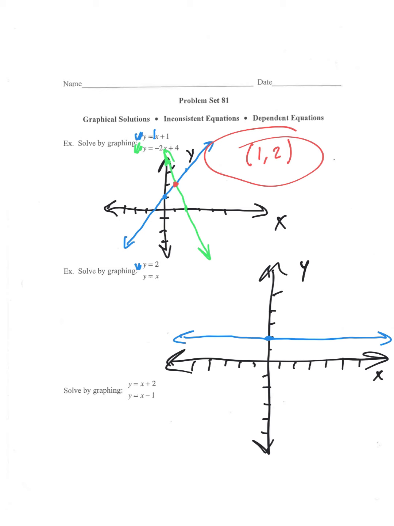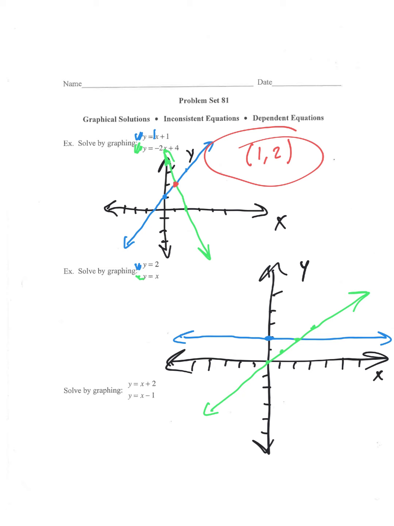And then you've got y equals x. What I like to do with this one is recognize that all of the coordinates are going to be the same. So (0, 0), (1, 1), (2, 2), (3, 3), etc. Sketch my line in.